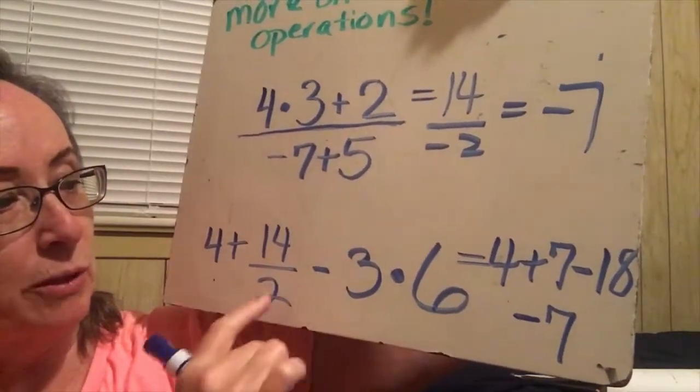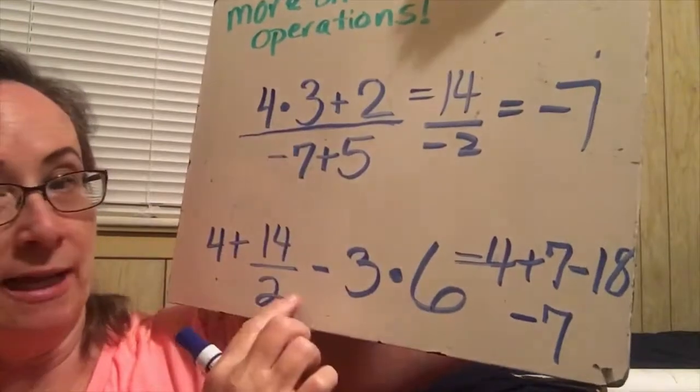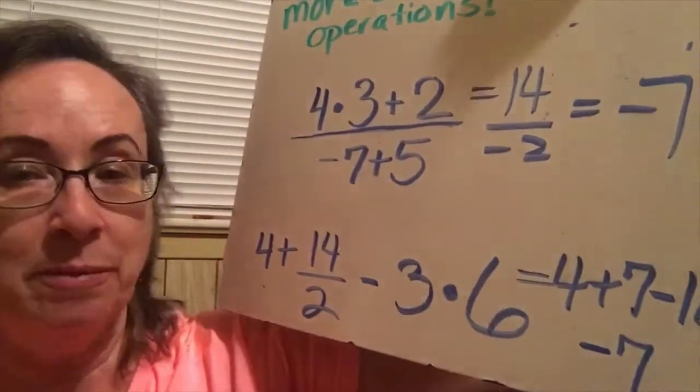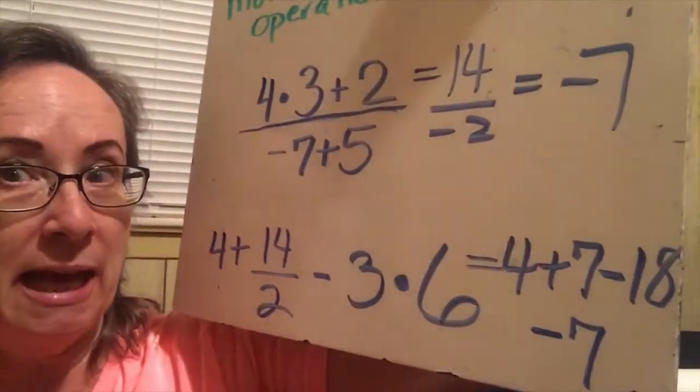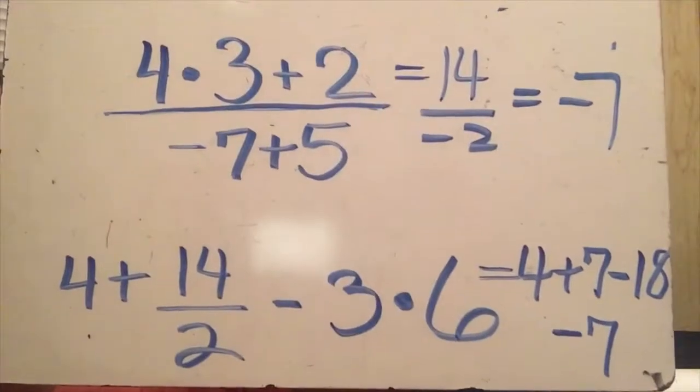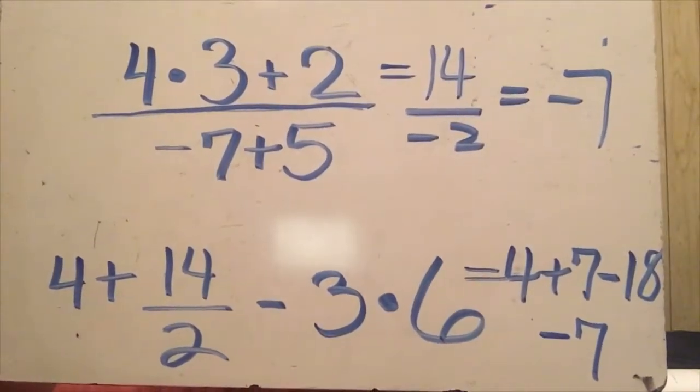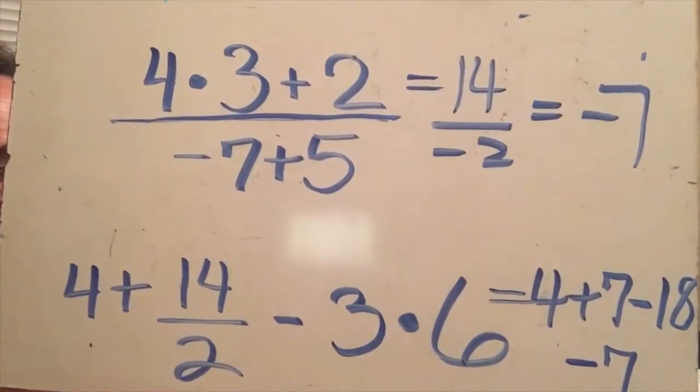Another rule for our order of operations is that multiplication and division are on the same level. So we're going to be doing a lot of practicing with order of operations because it is so very important. So here is that board so that you could see those two problems worked for you.